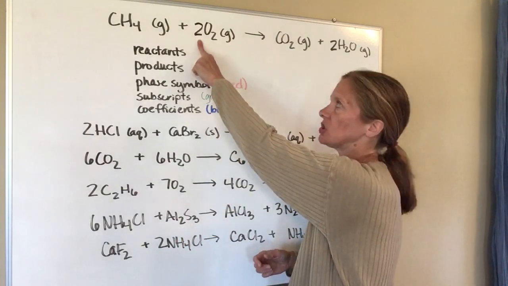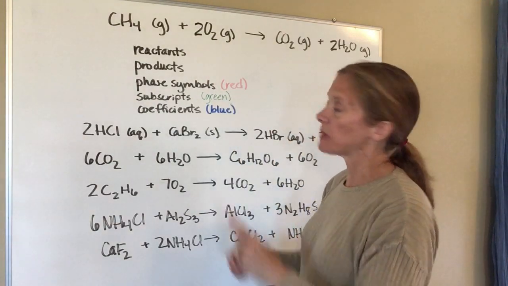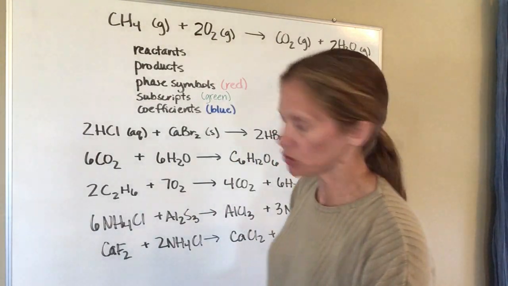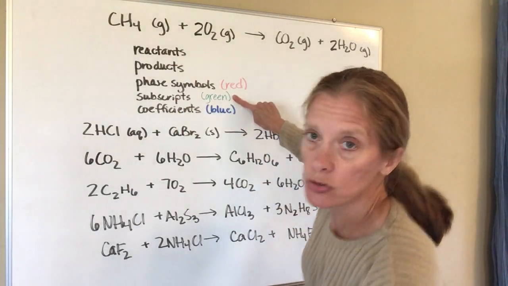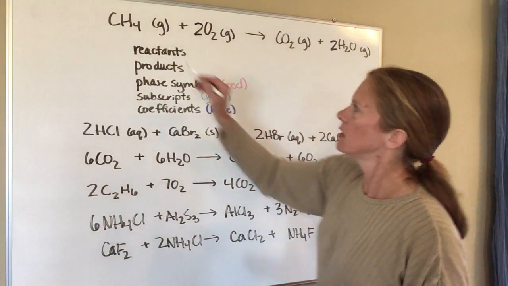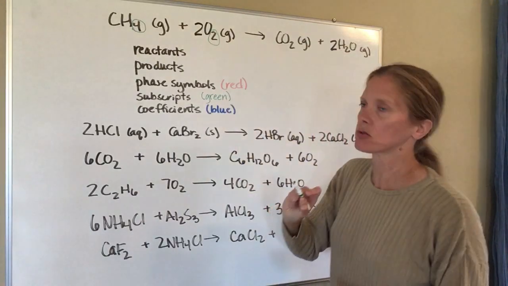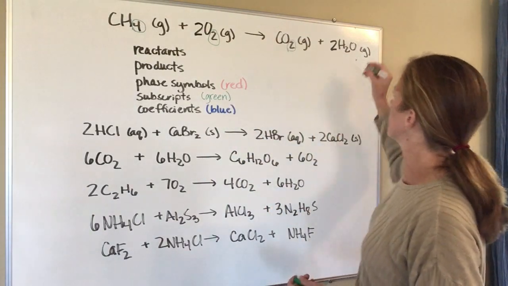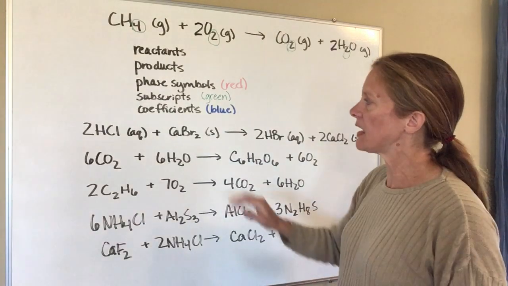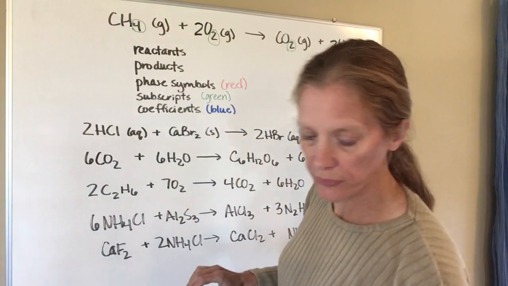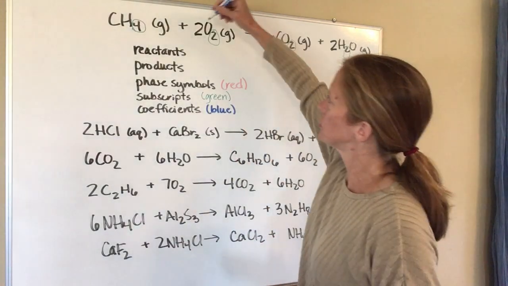This is called a coefficient, and so it tells me that I need two oxygen molecules. So let's make sure that we've got our terminology straight. I'm going to go up here and circle all of my subscripts in green. So the 4 is a subscript, the 2 is a subscript, this 2 is a subscript, and this 2 is a subscript, okay? Then I'm going to mark all of the coefficients. I'm going to circle all of those in blue.